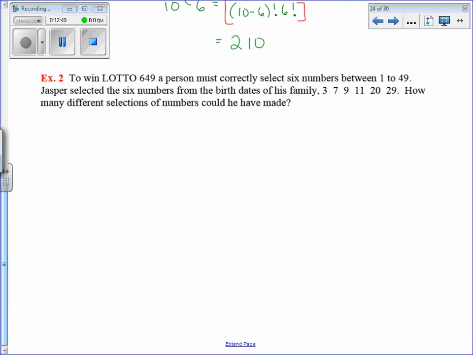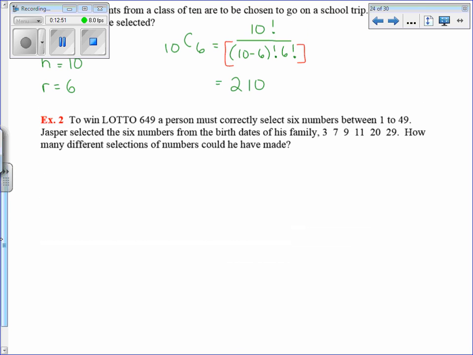So a really good example of something, this is going to come up again in probability, is how many different ways there are of playing Lotto 649. Okay? So to win Lotto 649, a person must correctly select 6 numbers between 1 and 49. Jasper selected the 6 numbers for the birthdays of his family, so he picked 3, 7, 9, 11, 20, 29. And how many different selections of numbers could have been made? So how many possibilities are there?